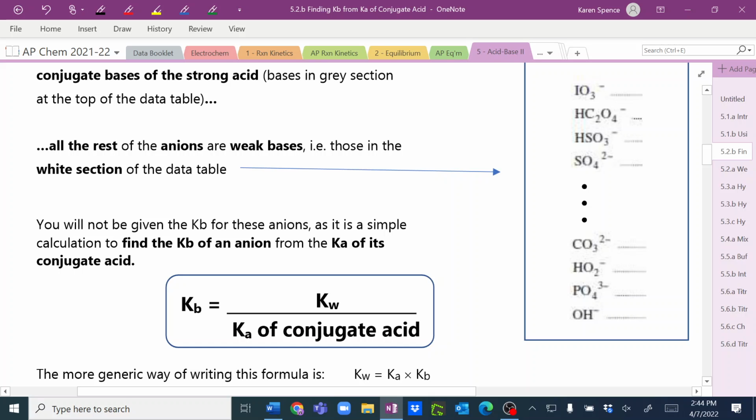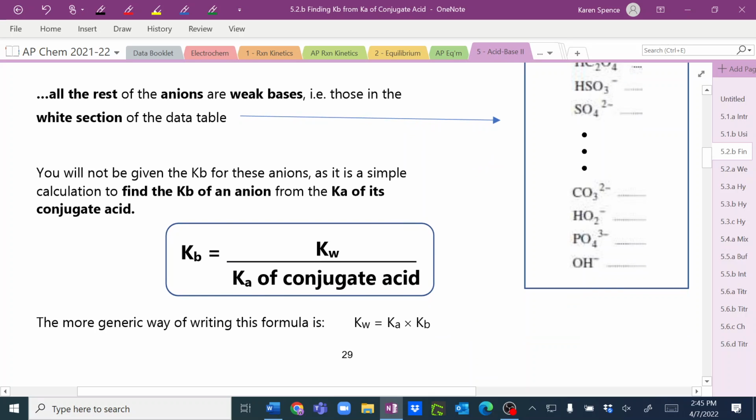You will not be given the Kb for these anions. It is because it is a simple calculation to find the Kb of the anion. Kb is equal to Kw divided by Ka of the conjugate acid.